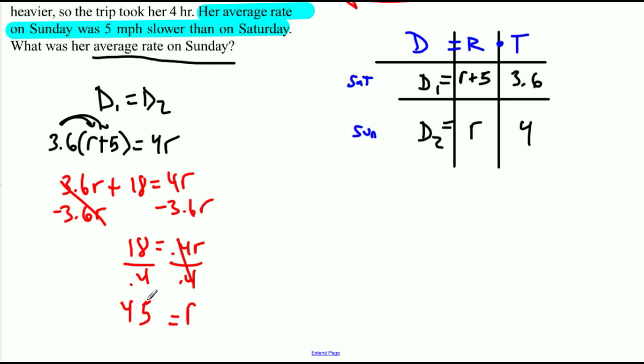Well, 45 what? What was her average rate on Sunday? We're traveling in miles per hour, so it's 45 miles per hour. That's how fast she's traveling on Sunday. Sunday is r, so that's exactly what we were trying to find.